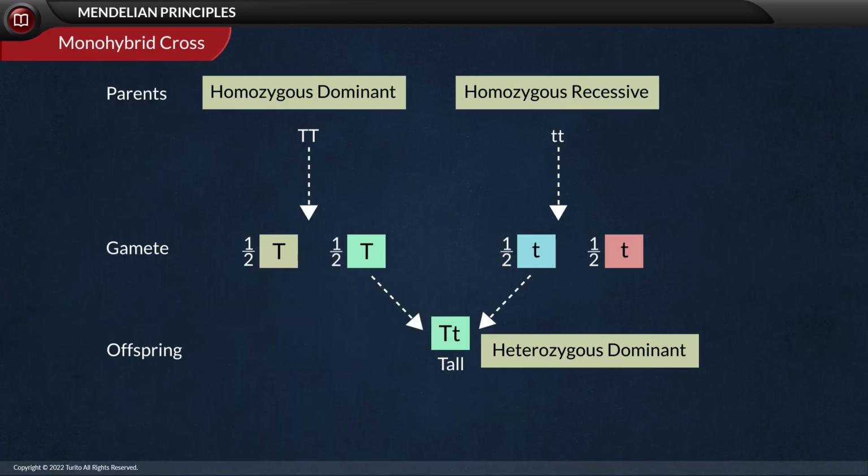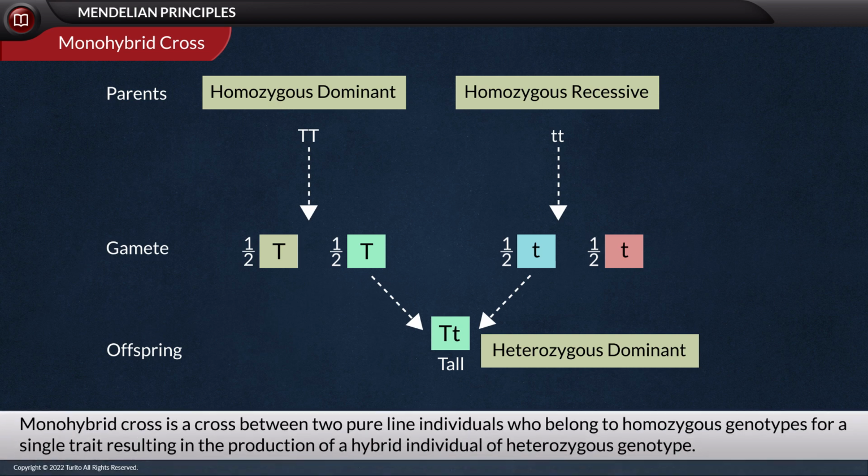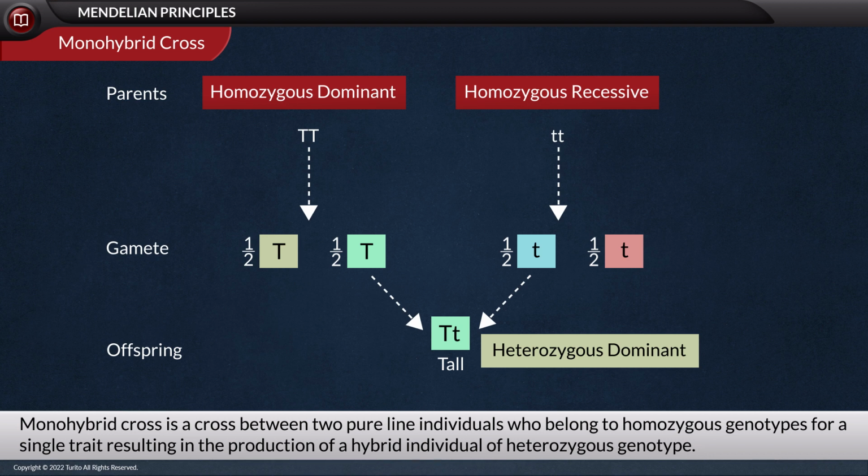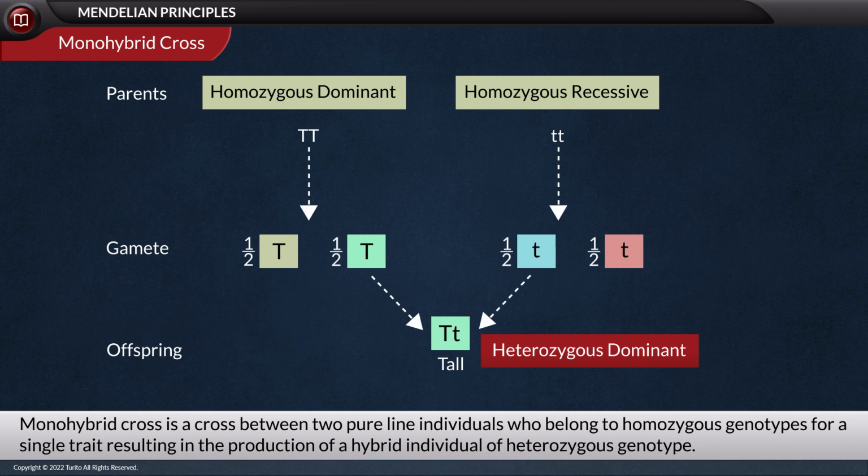Mendel worked on pea plants to produce the first hybrid through a monohybrid cross. To define a monohybrid cross, it is a cross between 2 pure line individuals who belong to homozygous genotypes for a single trait, resulting in the production of a hybrid individual of heterozygous genotype.